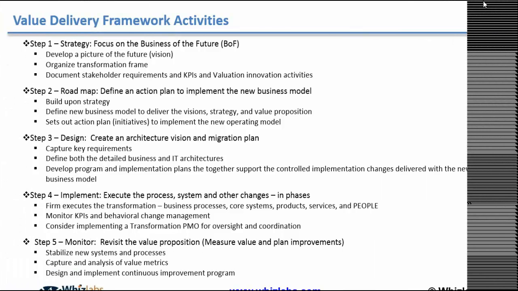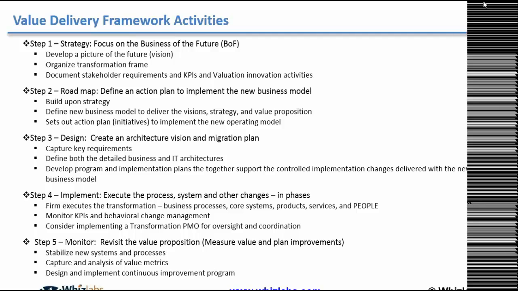Here are some major tasks and steps that I put together. I call them a value delivery framework for business process transformation, business process excellence projects. There are basically 5 major steps. What's the strategy? What do you want to look like in the future? This is why you're doing it. This is your why. Step 2, how are you going to get there? If you're going to transform from a product-centric model to a more customer-centric model, how are you going to do that?